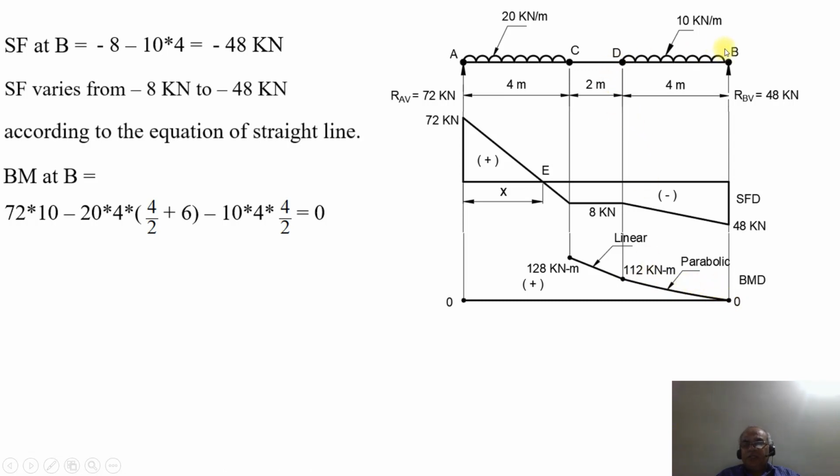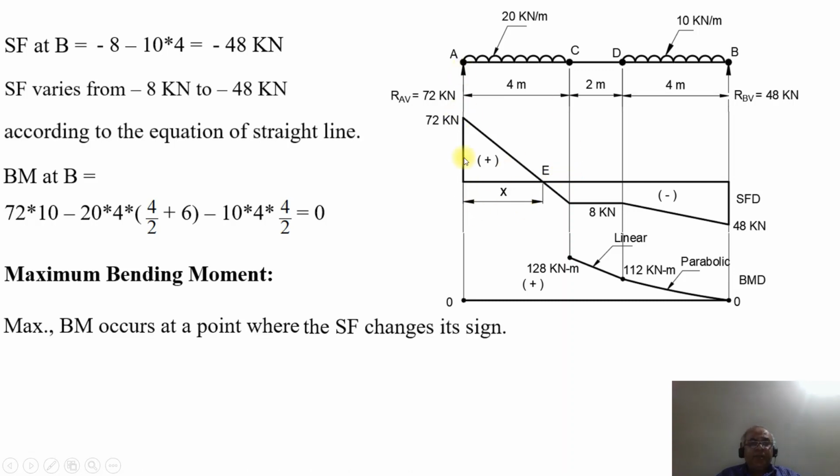Since it is a uniformly distributed load, you are going to get a parabolic curve because the power of x in this case is w into x by 2. So w into x by 2 becomes x square. Naturally, since the power of x is 2, the variation from D to B is going to be a parabolic curve. So where are we going to get the maximum bending moment? The bending moment is maximum when the shear force changes its sign. The shear force changes its sign at the point E, which is at a distance of x meters from the fixed end A.